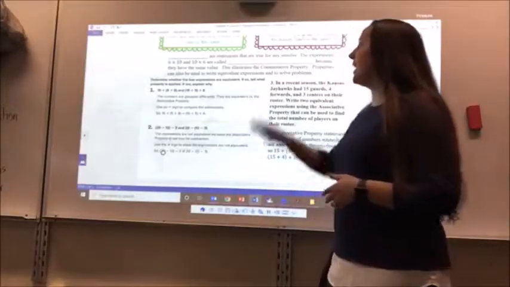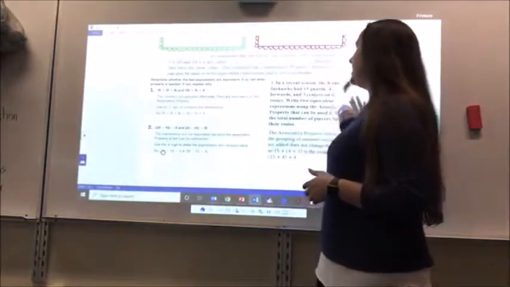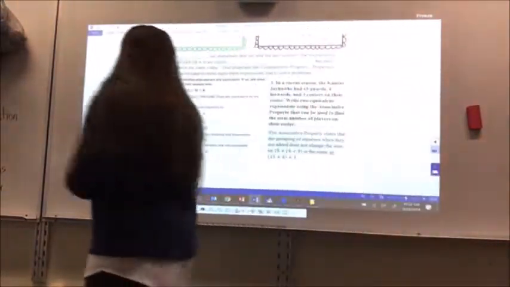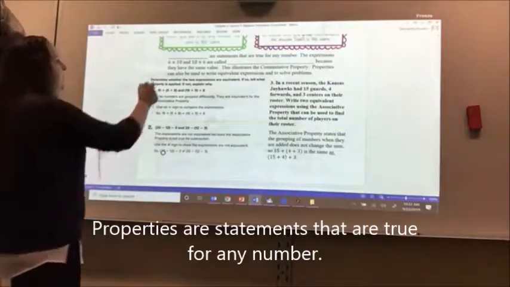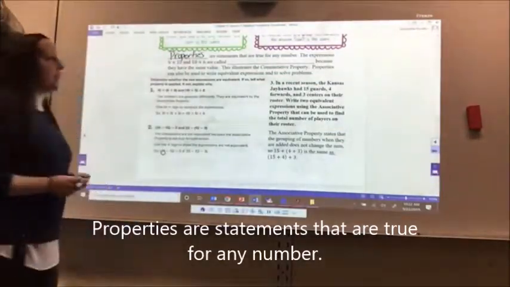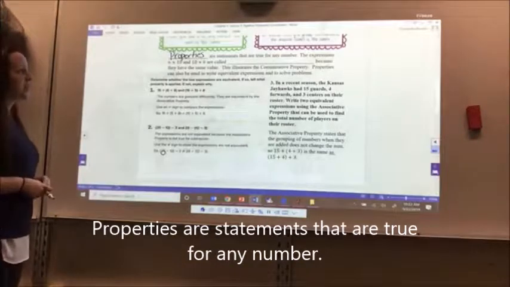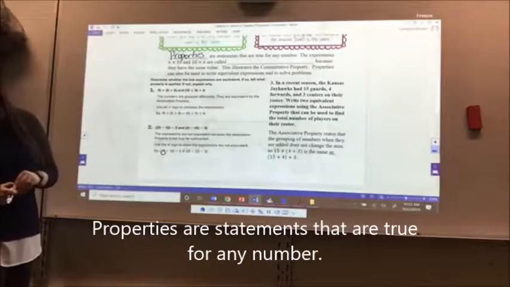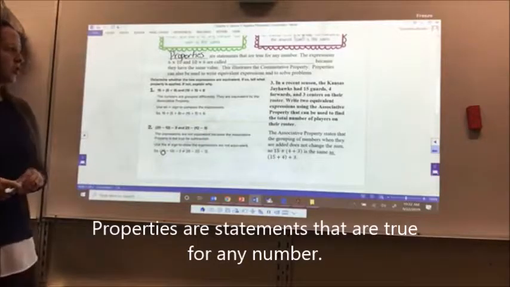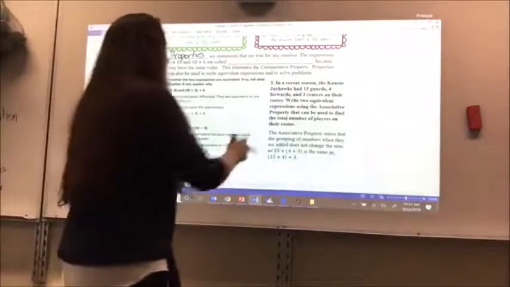All right, so blank are statements that are true for any number. In that blank, you're going to write properties. So properties are statements that are true for any number. The expressions 6 times 10 and 10 times 6 are called blank, blank. And those two blanks you're going to write equivalent expressions.